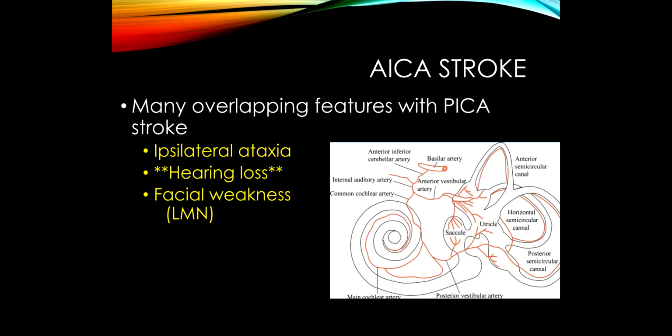So if you have a stroke syndrome, it's kind of complicated, you're wondering what's going on, but one of the features is they can't hear in that ear, then that would be a big clue that you're dealing with an AICA stroke. This blood vessel also supplies the facial nerve, and so unlike lateral medullary syndrome, these patients may have a lower motor neuron facial weakness as well. So these two things would really be distinctive for this stroke syndrome.